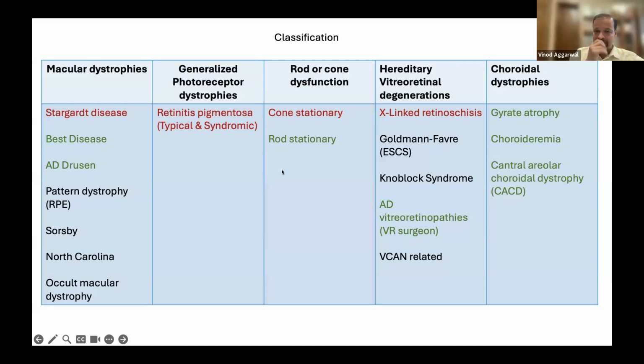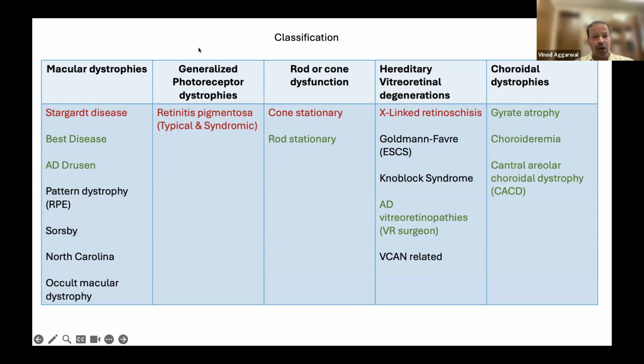Most of the other dystrophies are not very common, but what we do see, as a second tier, which are relatively uncommon but still you see once in a while, are Best disease and autosomal dominant drusen in the macular categories. Stationary rod dystrophies are again uncommon, but you do see them once in a while. If you are a practicing vitreoretinal surgeon, you'll see many of these autosomal dominant vitreoretinopathies, which result in retinal detachments. But most of the other ones are again not very common, and choroidal dystrophies are not very common again, but you do see them once in a while.